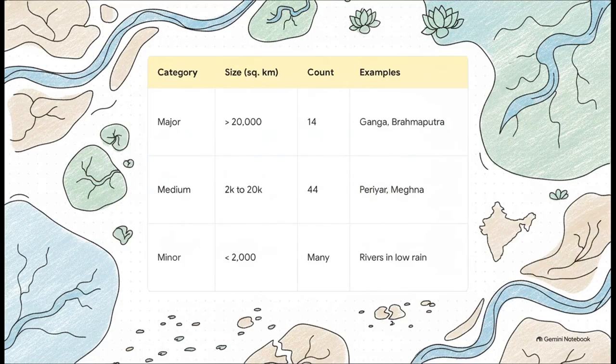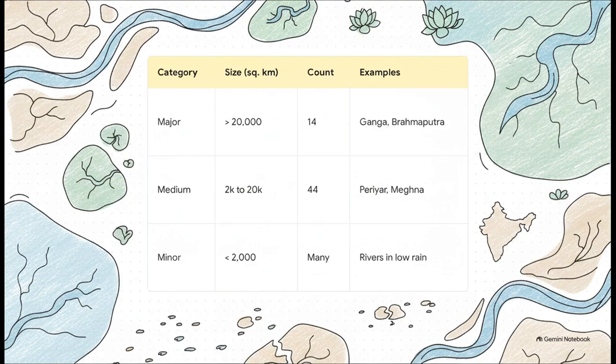If we break these drainage basins down by sheer size, you'll see 14 heavyweights absolutely dominate the landscape. A major river basin has a catchment area exceeding 20,000 square kilometers. There are only 14 of these, but they pack a punch, including giants like the Ganga, Brahmaputra, and Krishna.